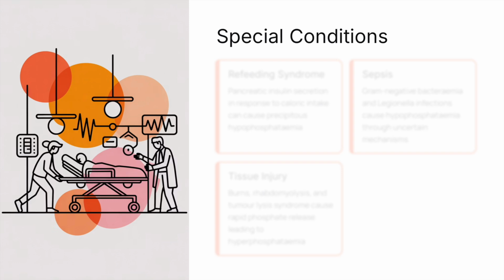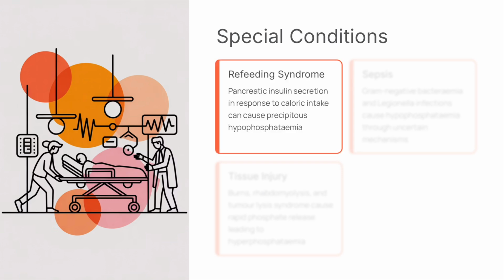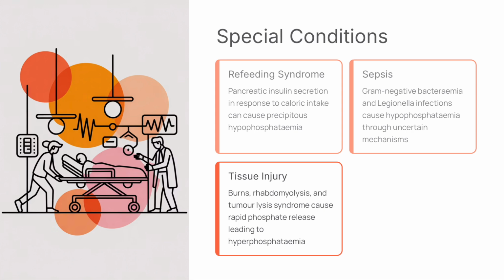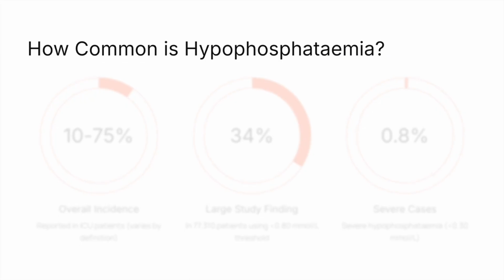Special conditions can cause phosphate changes, like refeeding syndrome, which can decrease phosphate because once the insulin level increases, it can cause a precipitous drop in the phosphate levels. Next, sepsis, certain gram-negative infections, and Legionella can cause hypophosphatemia directly, and the exact mechanism is uncertain. Tissue injury, that is burns, muscle damage like rhabdomyolysis, and tumor lysis, all these can release phosphate from the intracellular space, causing hyperphosphatemia.